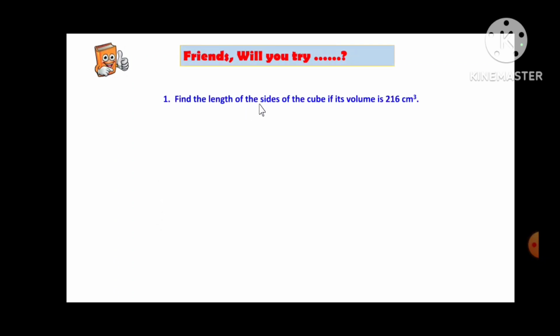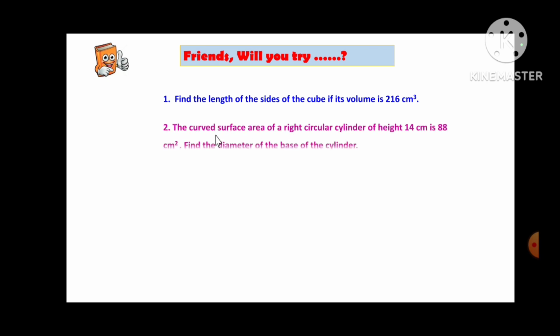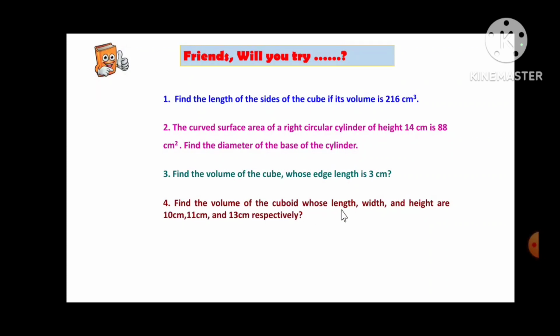Number 1, find the length of the sides of the cube if its volume is 216 centimeter cube. Second, the curved surface area of a circular cylinder of height 14 centimeter is 88 centimeter square. Find the diameter of the base of the cylinder. Third, find the volume of the cube whose edge length is 3 centimeter. Fourth one, find the volume of the cuboid whose length, width and height are 10 centimeter, 11 centimeter and 13 centimeter respectively. Friends, here width means we have to consider the breadth.